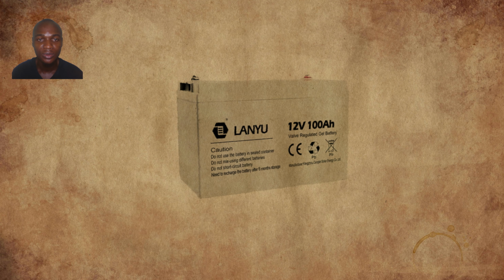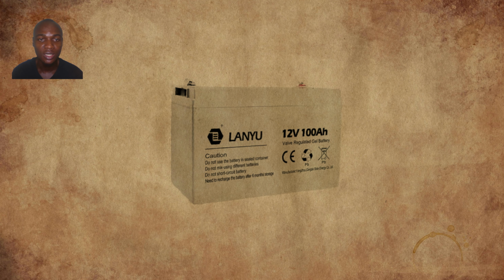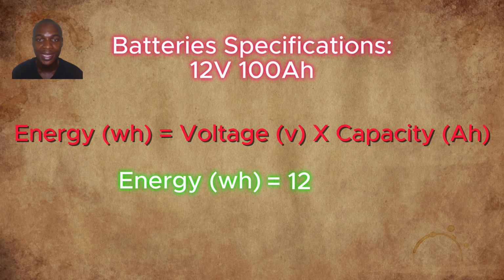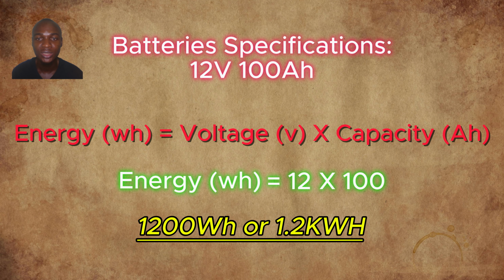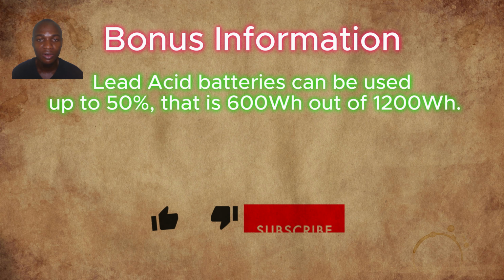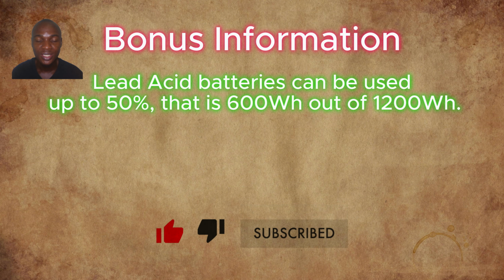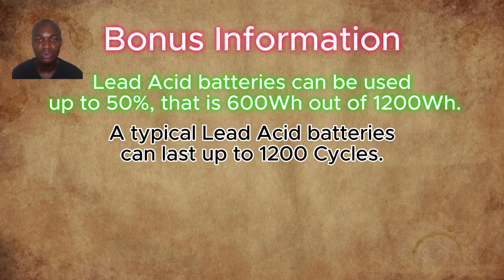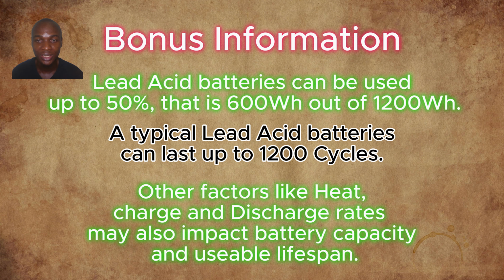The next is calculating for lead acid batteries. Here is an example of a lead acid battery. We have a nominal voltage of 12 volts and a capacity of 100 amp-hours. We apply the same formula. Energy equals 12 times 100, which gives us 1200 watt-hours, or simply put 1.2 kilowatt-hours. To prolong the lead acid battery life, it is recommended we use only 50% of this capacity. It means we can only use 600 watt-hours from this battery. A typical lead acid battery can last up to 1200 cycles before it reaches its end of life. Other factors like heat, charge, and discharge rate may also have an impact on the capacity and the usable lifespan.